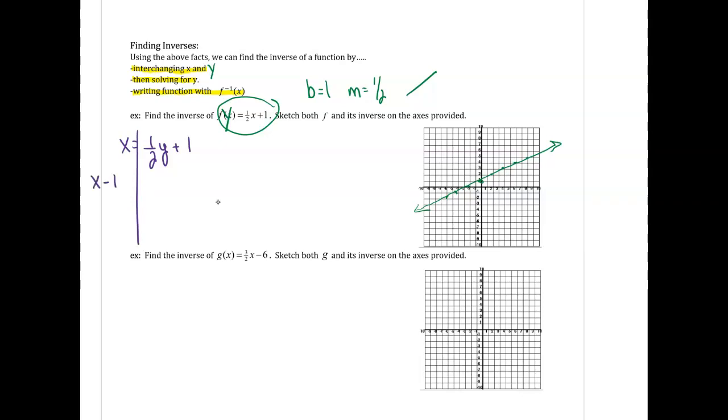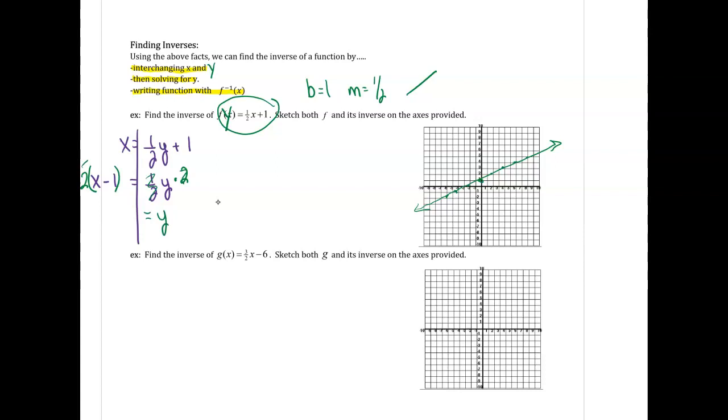So the first thing I'm going to do is subtract my 1. So now it's x minus 1 equals 1/2 y. Now I'm going to get rid of my 1/2 by multiplying by the reciprocal, so I'm going to multiply all of this by 2 as well. The 1/2 and the 2 cancel out. And then I'll just distribute the 2 through. Technically, you could leave it like that, but we will go ahead and do that. So that is my new function, and then I would write it in its inverse notation like this.